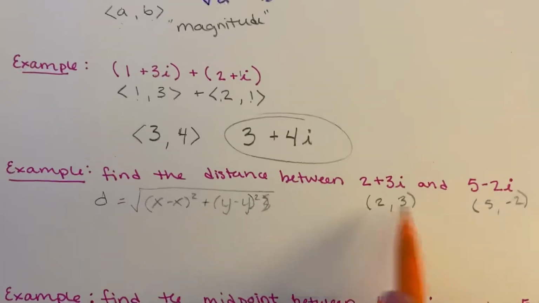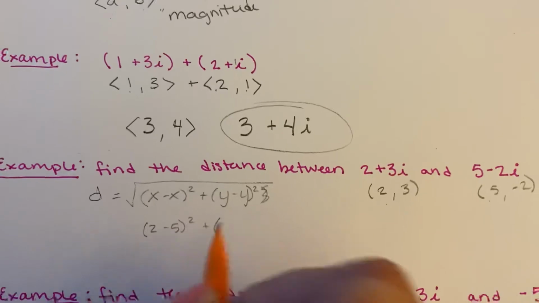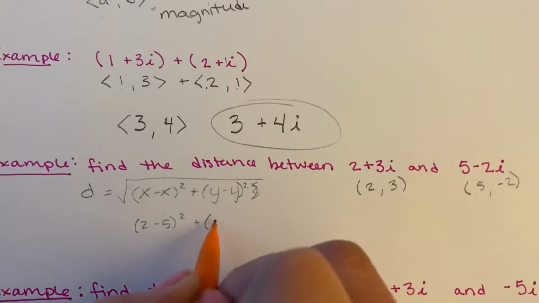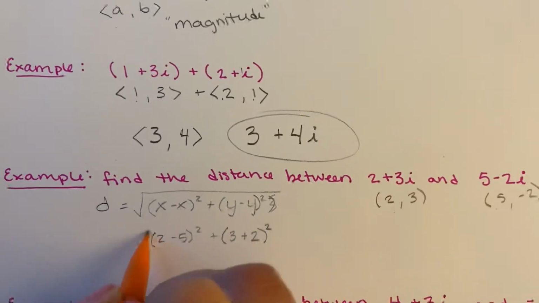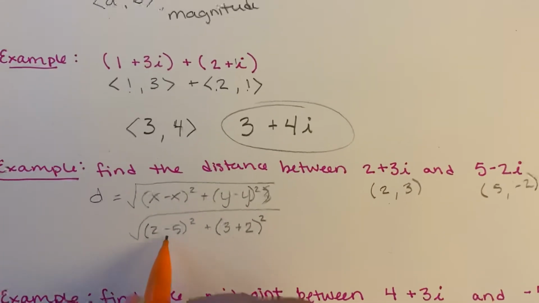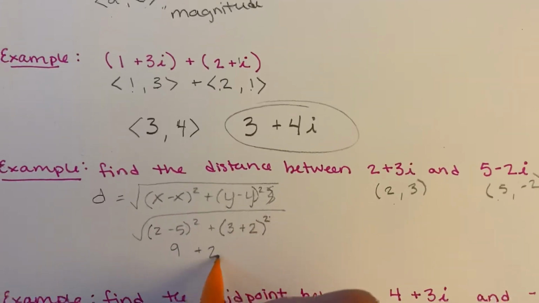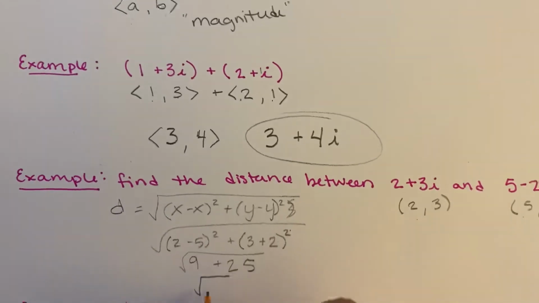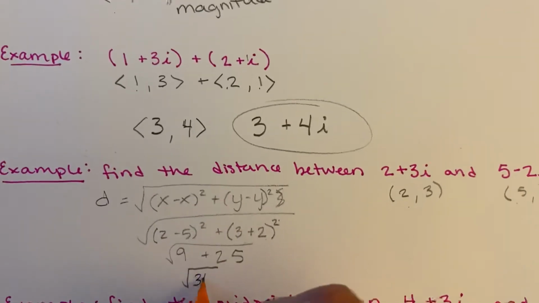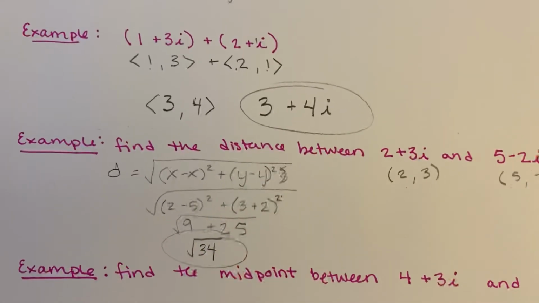So I'm going to do 2 minus 5 squared plus 3 minus negative 2, so that's 3 plus 2, squared. Square all that. So negative 3 squared is 9, 5 squared is 25. Taking the square root of 34. You could simplify it further, but for now I'm just going to leave it at that.